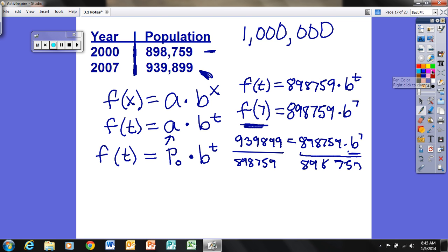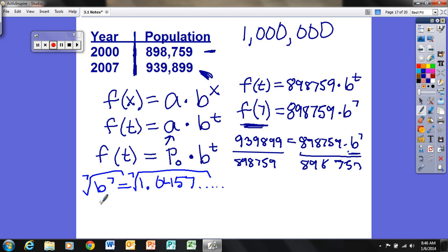And I'm just going to change colors here so we don't get confused. That new number now is, we're going to have b to the 7th is approximately equal to 1.0457. And that number is kind of long. I would just leave it in your calculator. Then what we're actually going to do is take the 7th root of both sides, right? Not the square root because we're raising it to the 7th power, so we're taking the 7th root of both sides. B is equal to the 7th root of 1.0457, whatever.